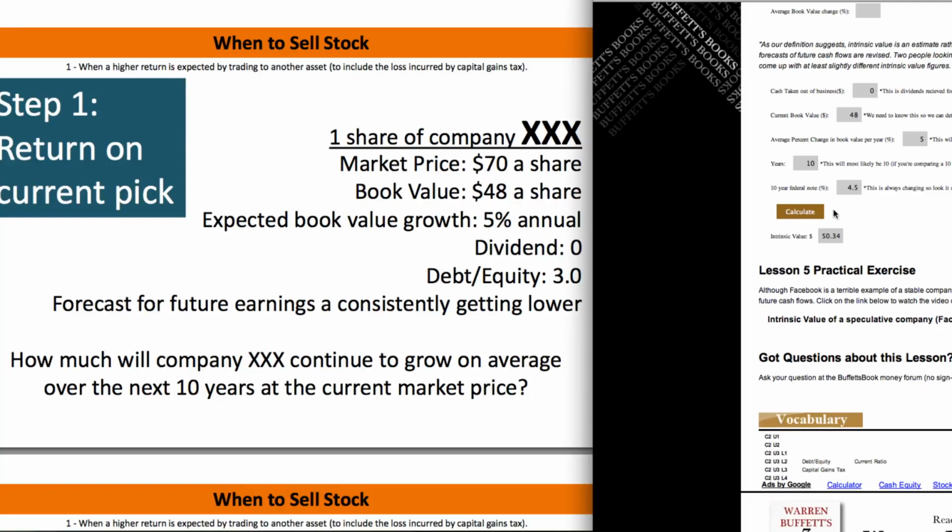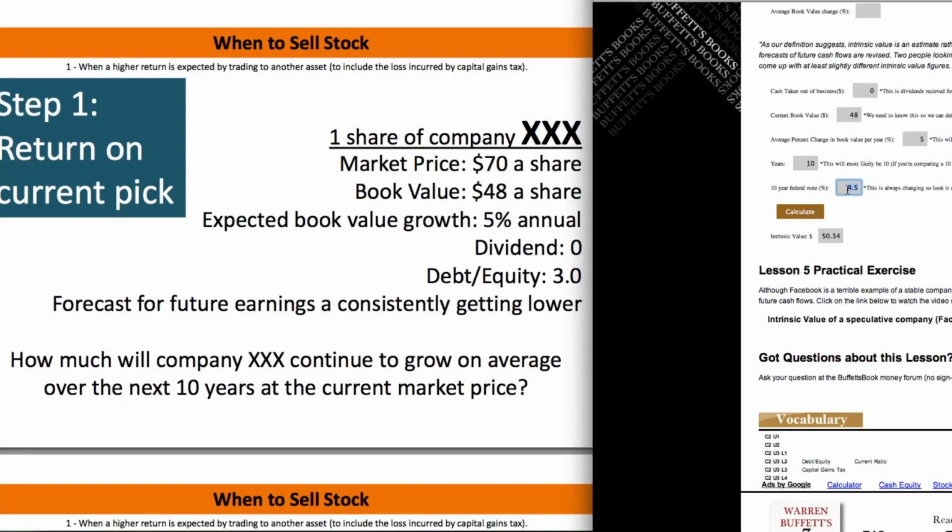In order to figure out how much we think we would get over the next 10 years, all we have to do is adjust this number. Instead of having 4.5% in for our 10-year federal note, we're going to adjust that number until our intrinsic value equals the current market price. Our current market price is $70, so I have to adjust this number here until the intrinsic value equals $70, or pretty close to it.